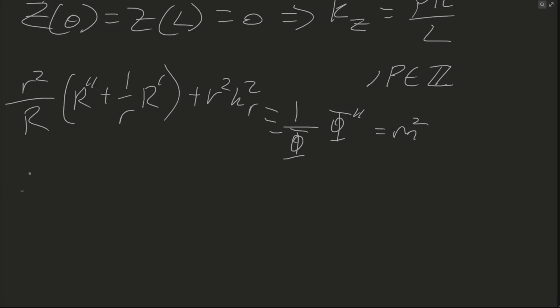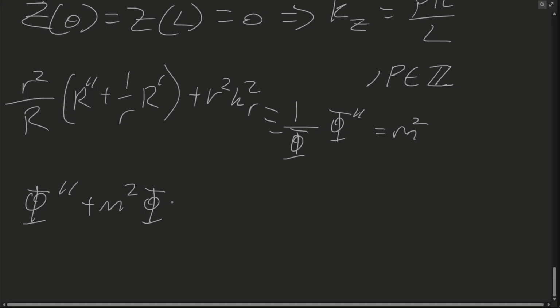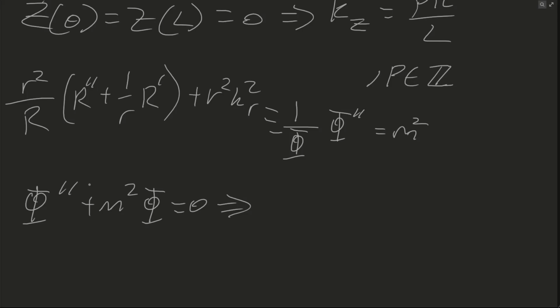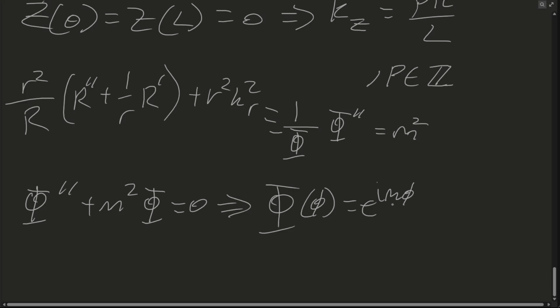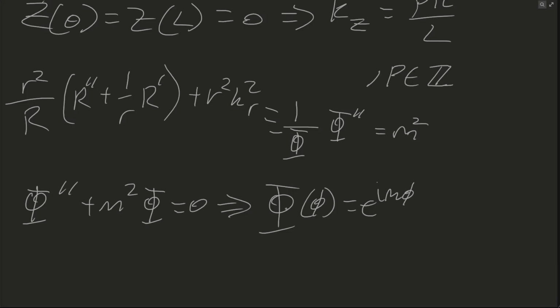And now we sort of get the angular equation for that big Phi. We know that Phi double prime plus m squared Phi is equal to 0, and the equation that satisfies this is none other than, any guesses? Phi of little phi is equal to e to the i m phi, not the International Maths Olympiad, but i m phi. m needs to be an integer.